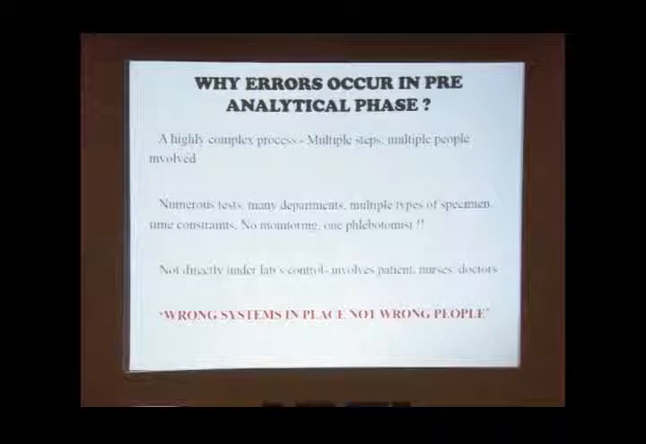Now, why do errors occur in the pre-analytical phase? The pre-analytical phase is a highly complex process. It involves multiple steps, multiple people, and there are numerous tests, many departments, multiple types of specimens, time constraints, no monitoring, and there are very few phlebotomists, and very often the phlebotomist doesn't come under the direct control of the laboratory, and sometimes it involves nurses or doctors. So again, it shows wrong system in place, not wrong people.